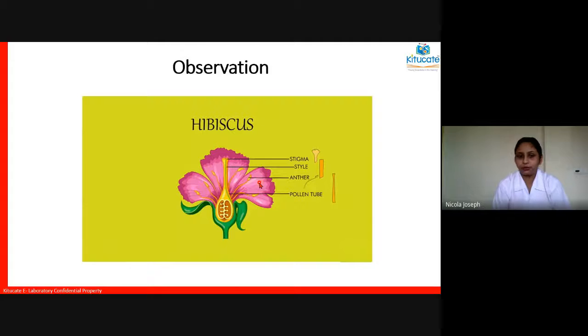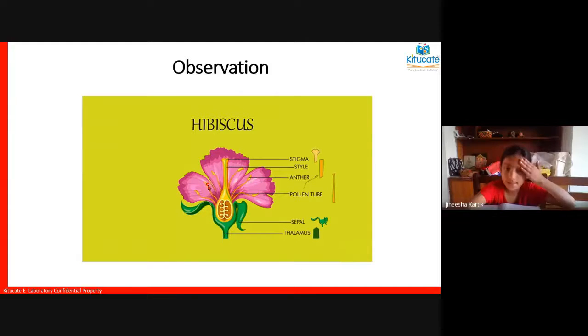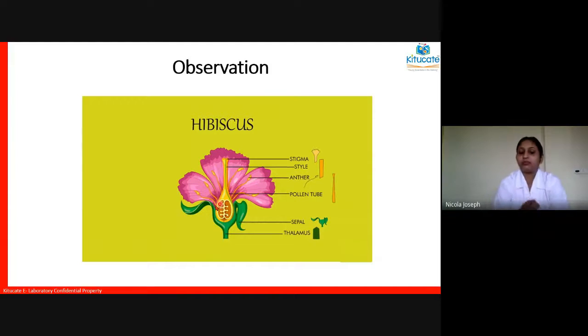Okay. Now you all can see some thin thread-like things coming out from the sides. Can you all see it? Yellow colored ones. Where the cursor is moving, can you all see the yellow colored thin thread-like things? Those are stamens. Okay, what are they called? Stamen. And stamen is the male part of the flower.